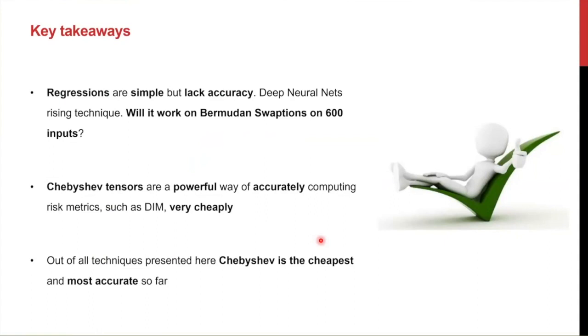Then Chebyshev tensors are very powerful, as we saw, because they've got a very solid mathematical framework. And they can accurately compute risk metrics, such as DIM, in a very cheap way compared to brute force. And I would say overall, for me, this is the technique that shines the most when you compare it to the other ones. But still, we need to research, of course, as always, for every one of these techniques, and we'll see what's to come. But a lot of promising stuff in the pipeline.